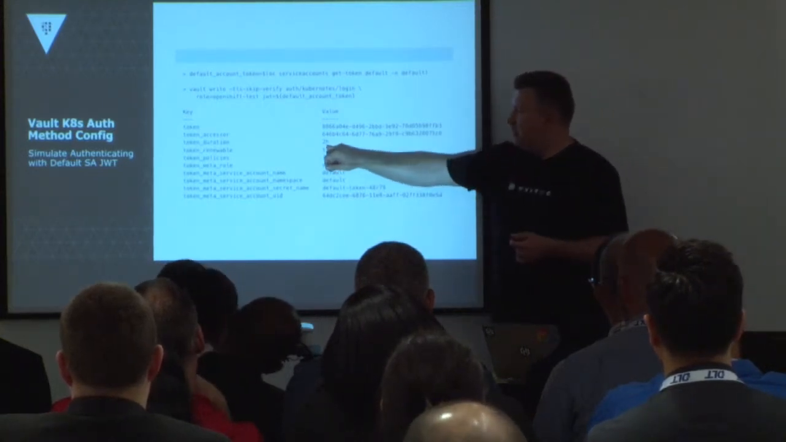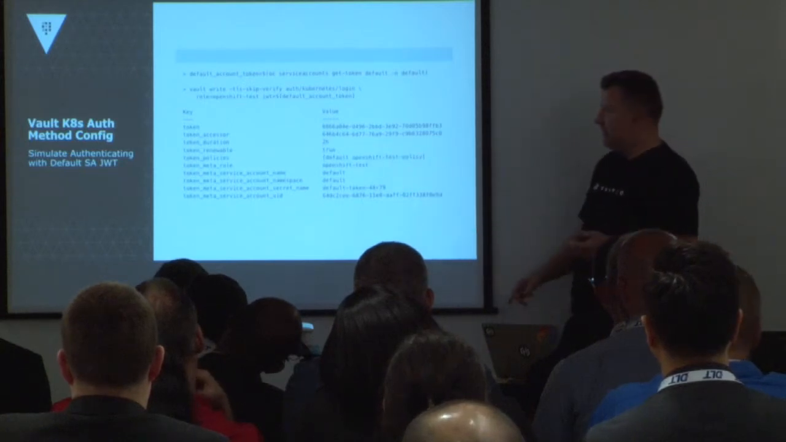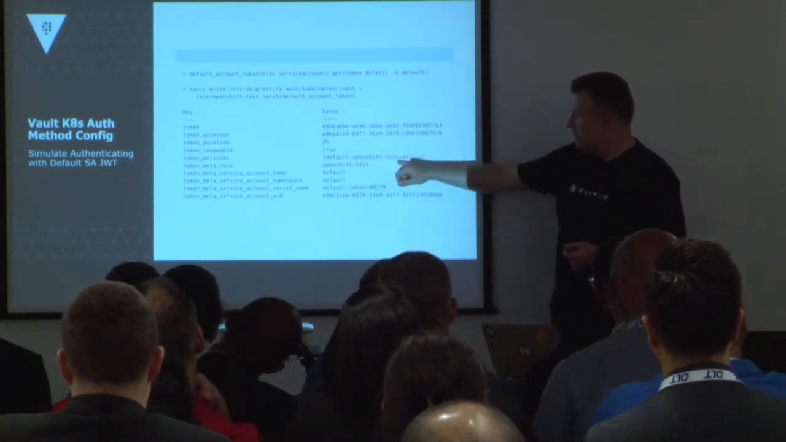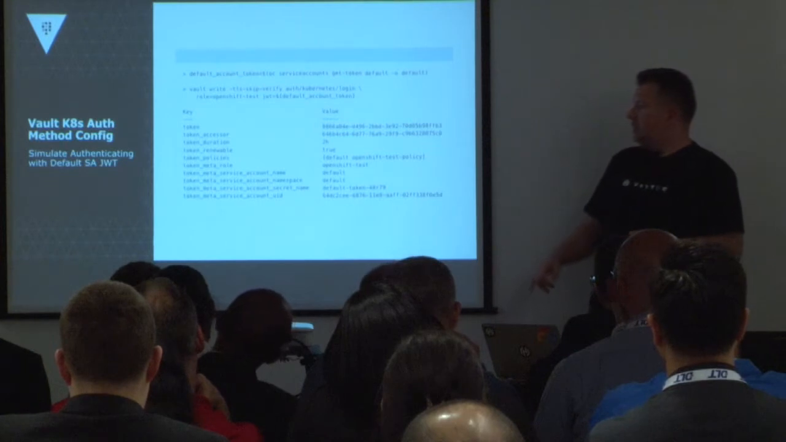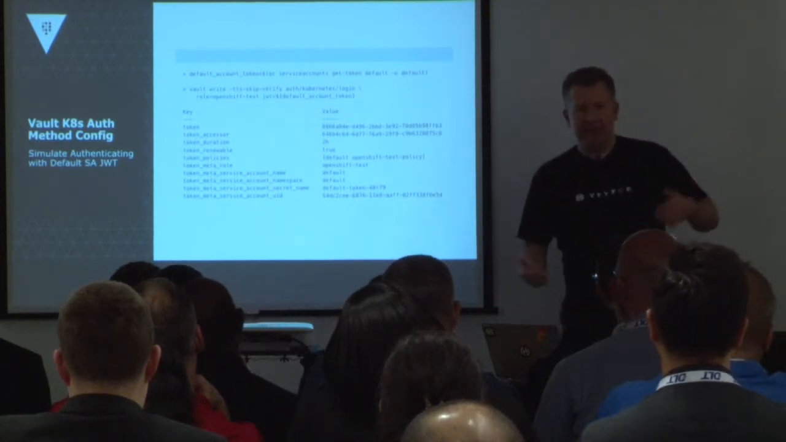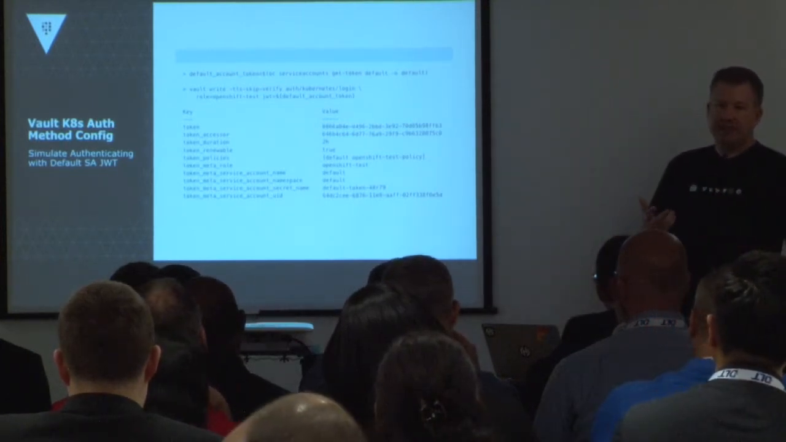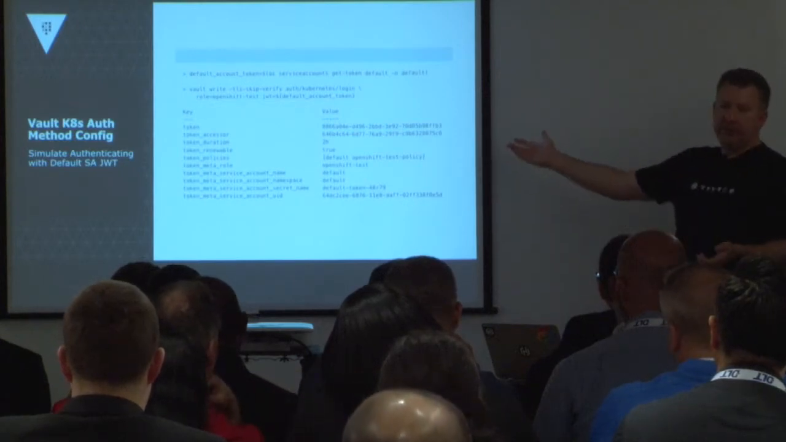We see that the token duration is 2 hours, so that's the time to live for that token. And we see the policies that are scoped to that token. So default is just something that every token gets. I need to be able to inspect myself. And then the other policy that we define through the role.